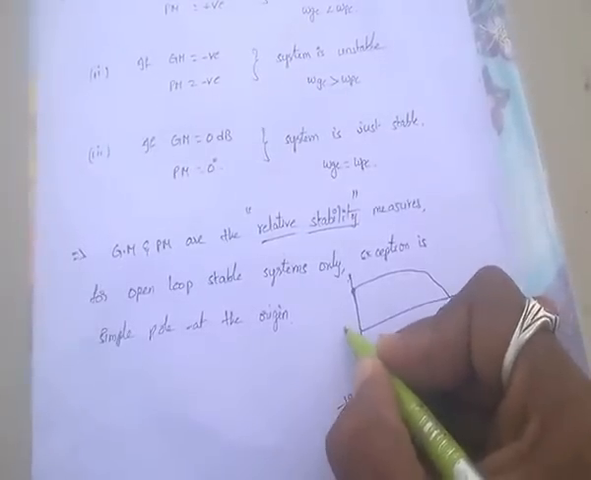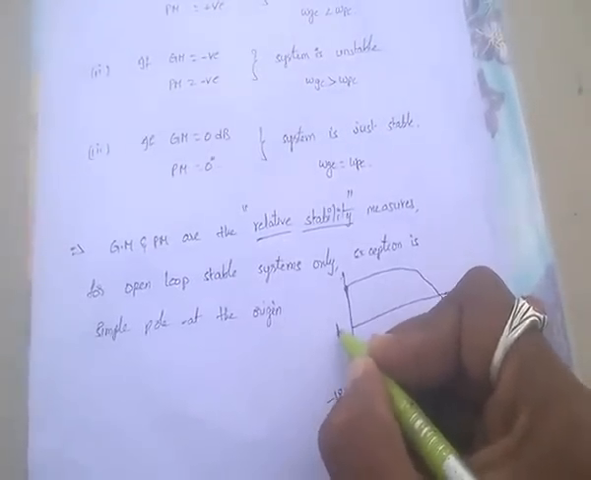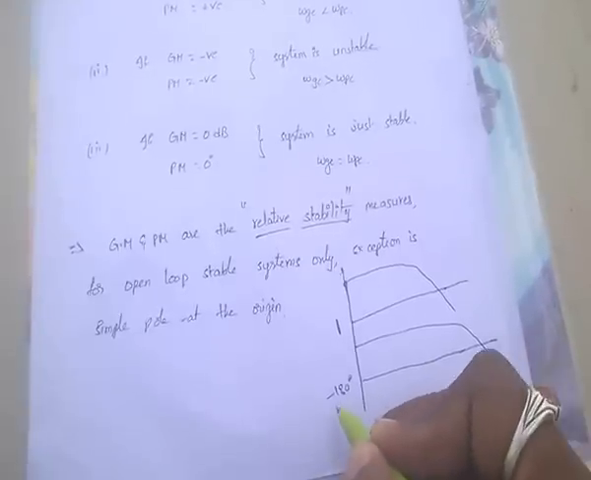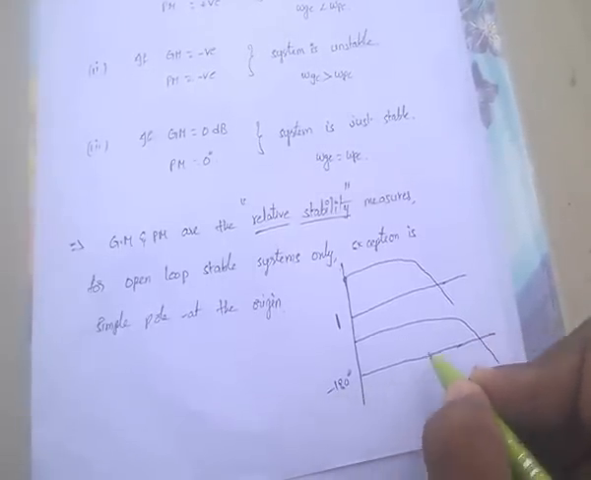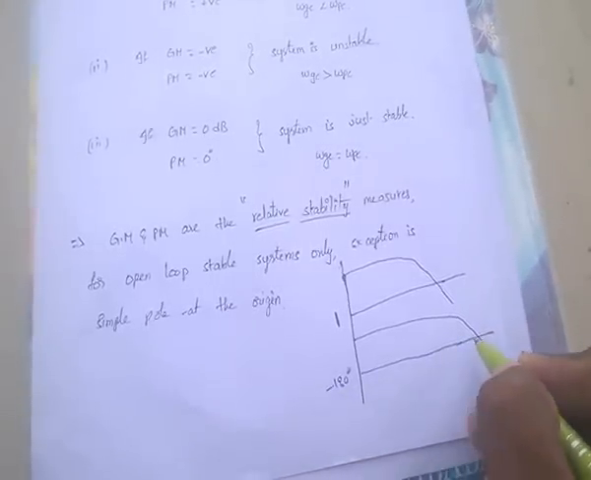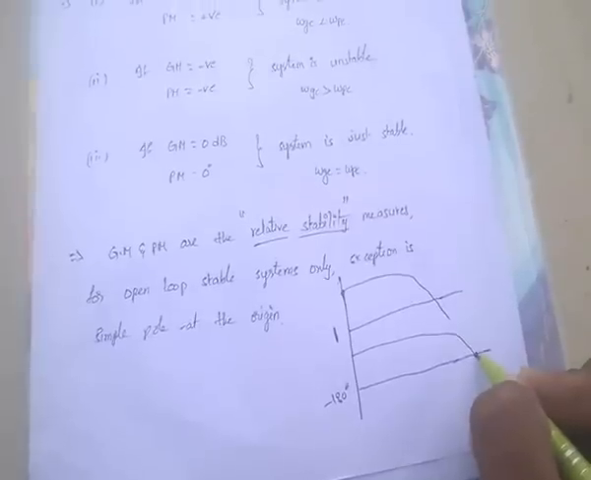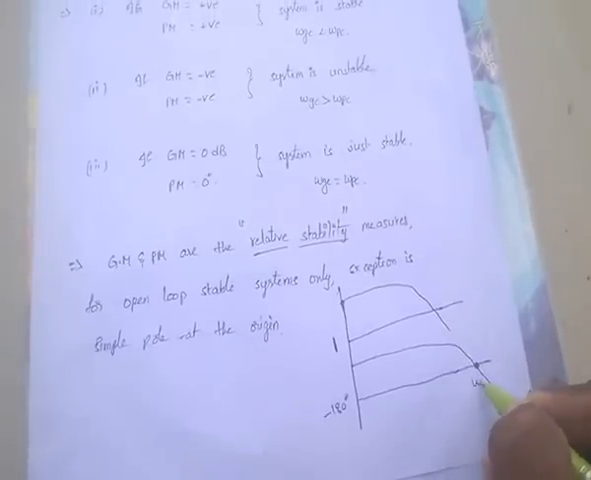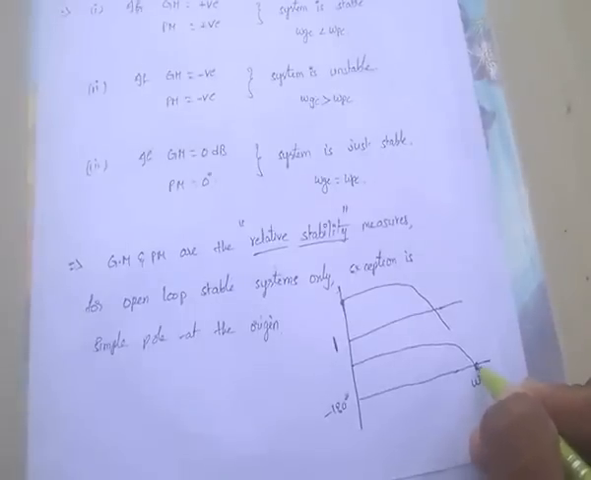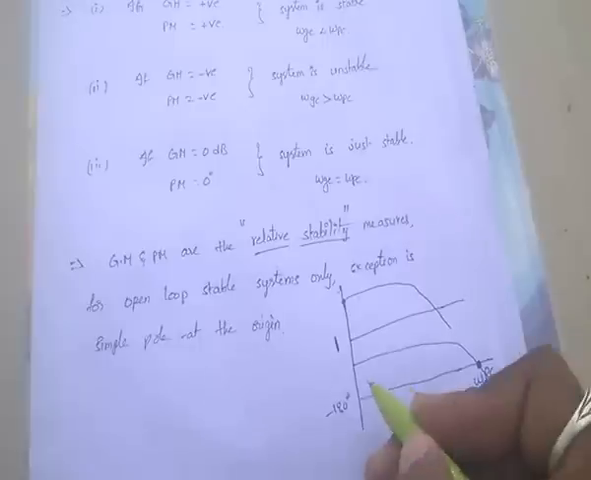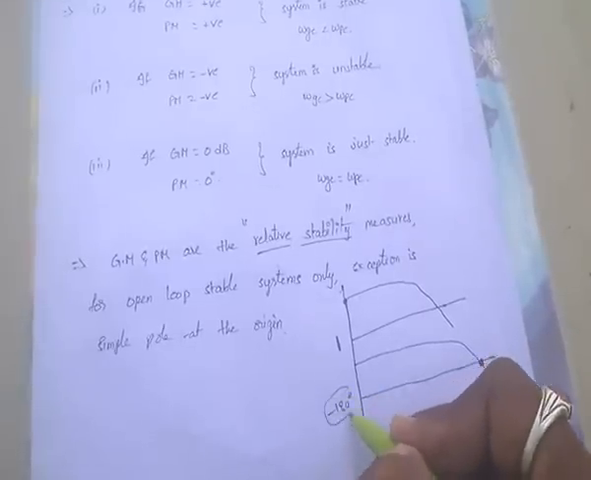It is a magnitude plot. The magnitude, that is the gain, is 1. The frequency at which the phase angle is minus 180 degrees is called omega PC. At omega equal to omega PC, the phase angle is minus 180 degrees.